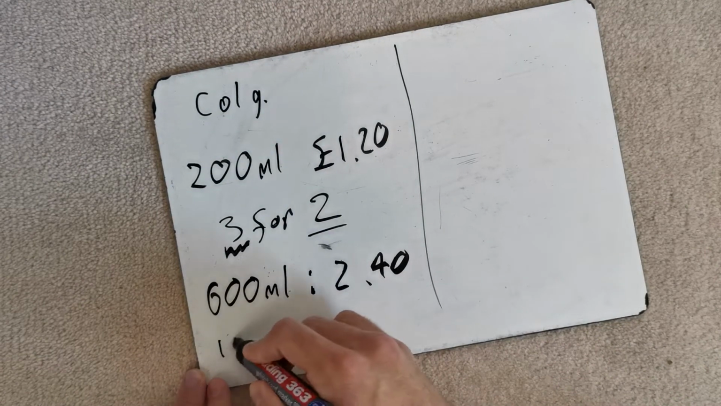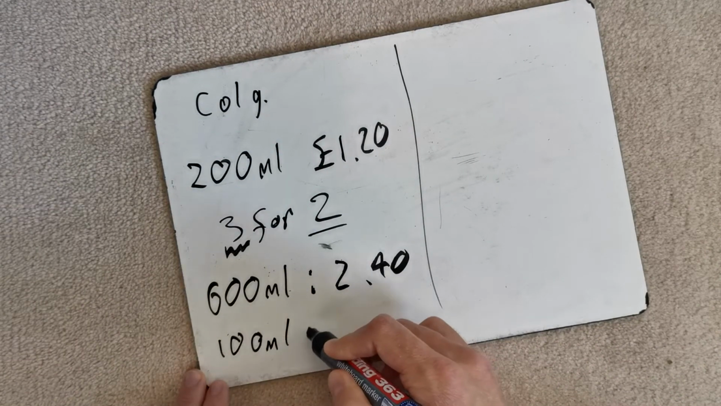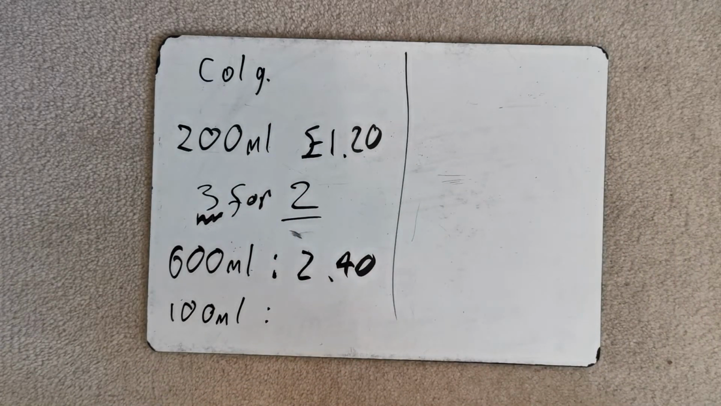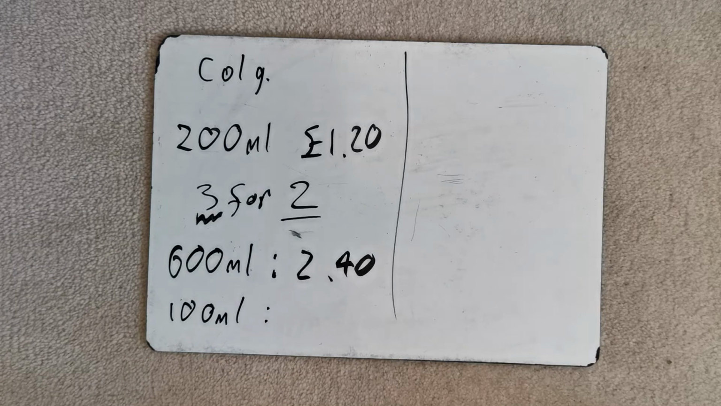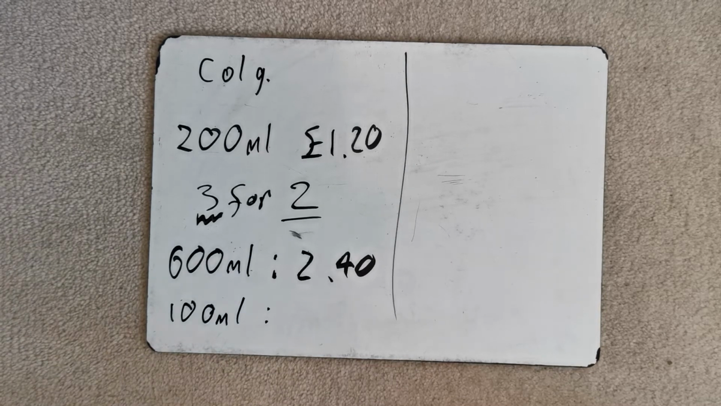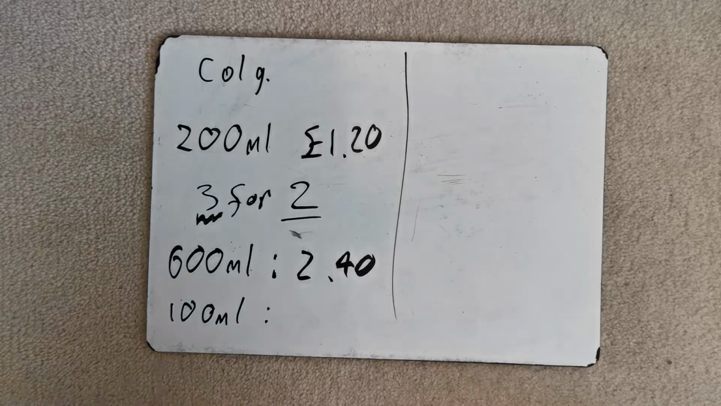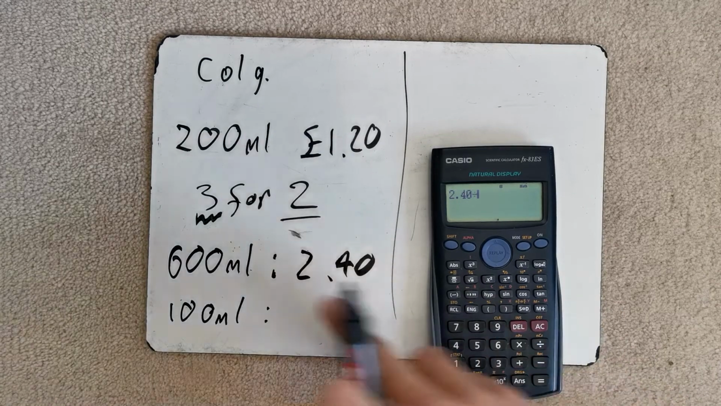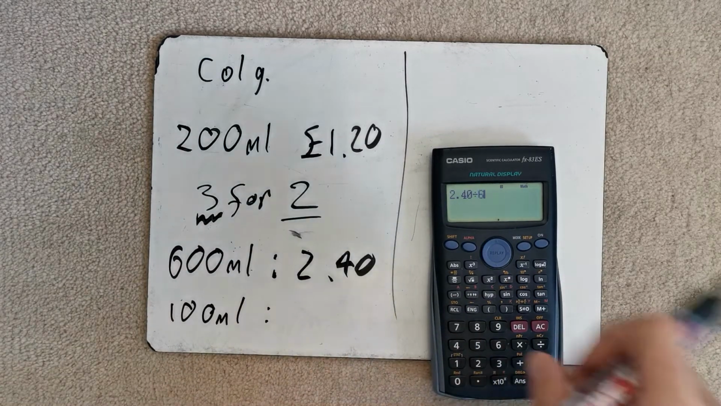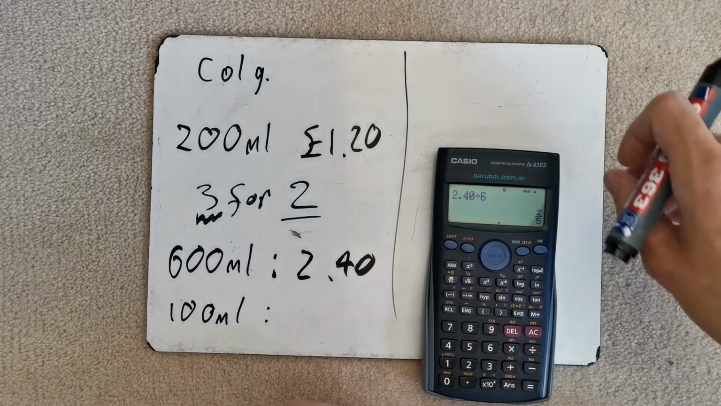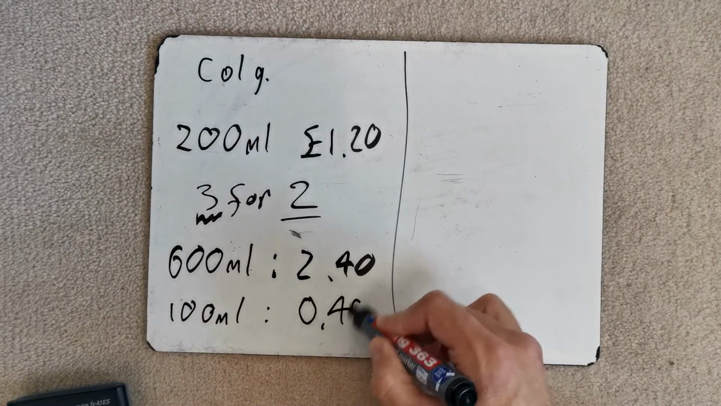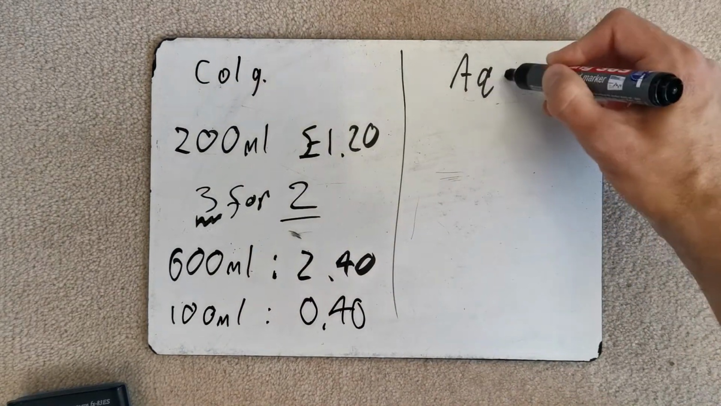What we could do is we could find out the price of 100ml. You might see in the shops, Tesco, Sainsbury's, Lidl, Aldi, on the labels they usually say for liquids the total cost per 100ml. So what we could do, get that £2.40 and divide it by 6, because we've got 600ml. That'll give us 40p. So that is 40p per 100ml.